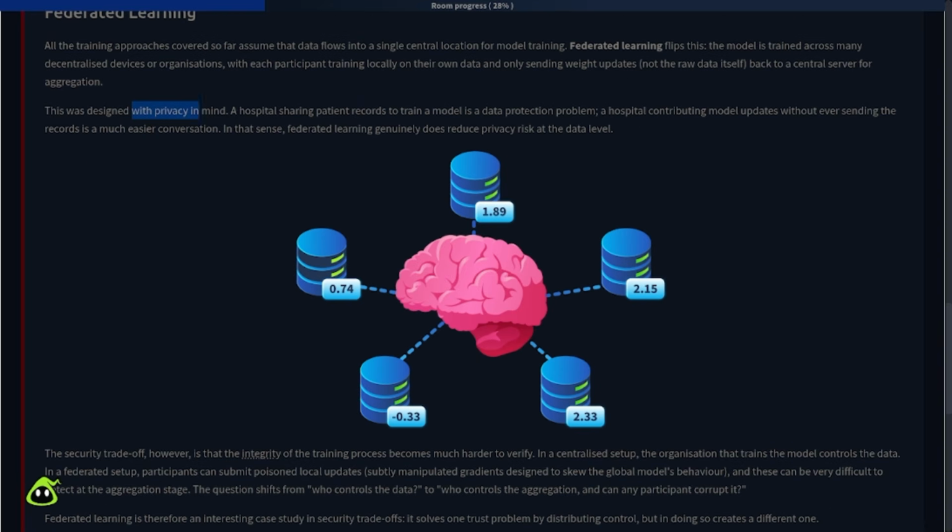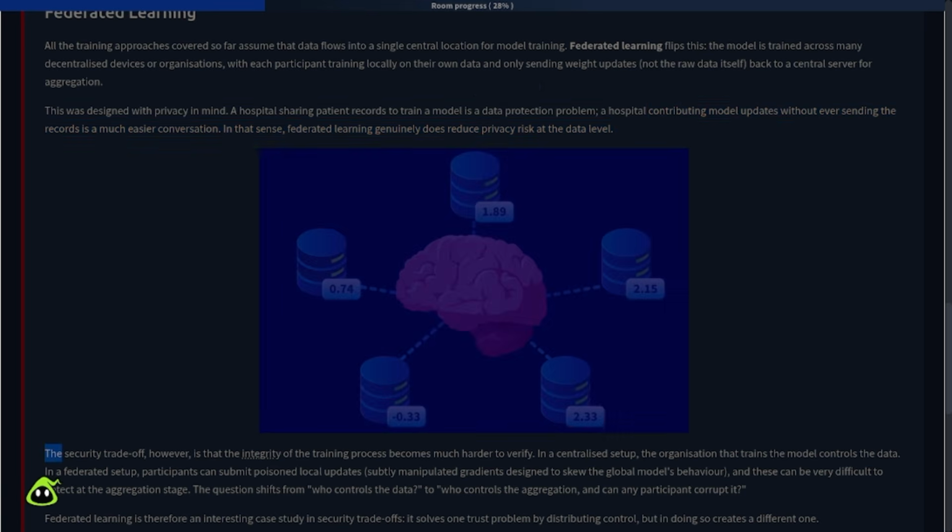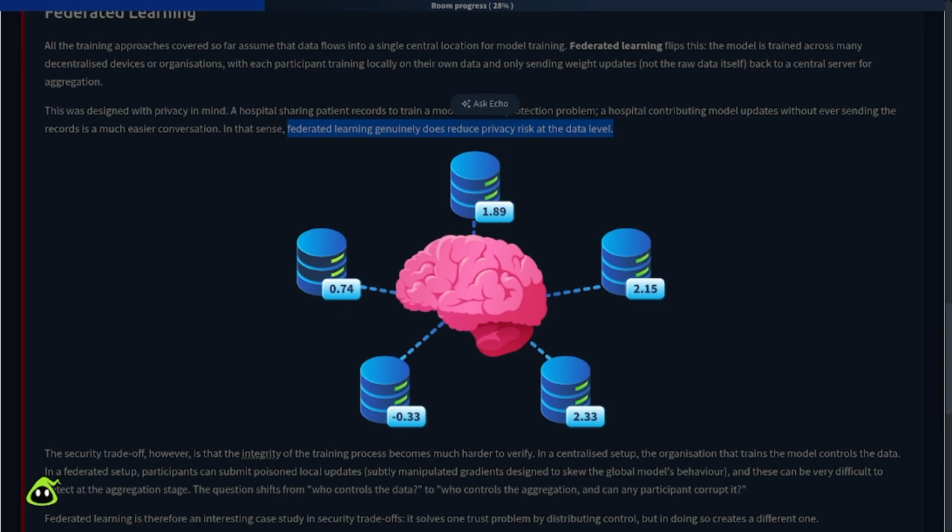And this was designed with privacy in mind. A hospital sharing patient records to train a model is a data protection problem, and a hospital contributing model updates without ever sending the records is a much easier conversation. In that sense, federated learning generally does reduce privacy risk at the data level.